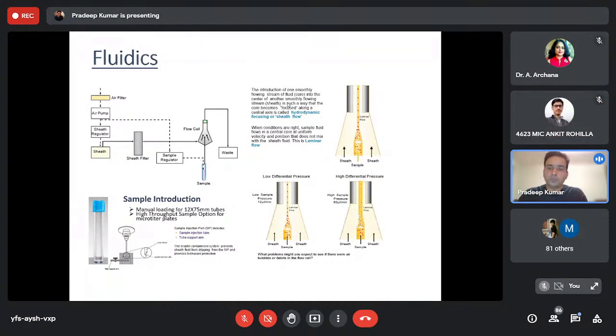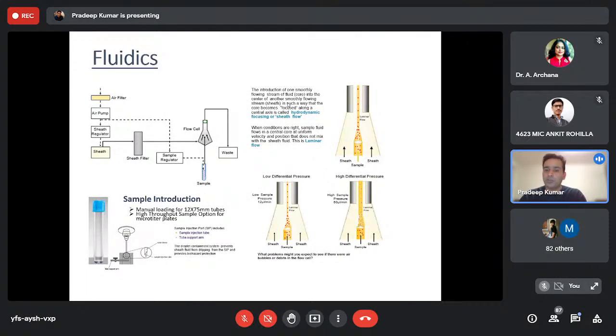Now, the bottom two images on the right side show one of low differential pressure and the second one of high differential pressure. It means you don't change the pressure of the sheath fluid in the instrument, but you can push more cells through the instrument. Low differential pressure means 12 microliters of your sample per minute is flowing through the instrument, and you can see cells flowing through one by one.